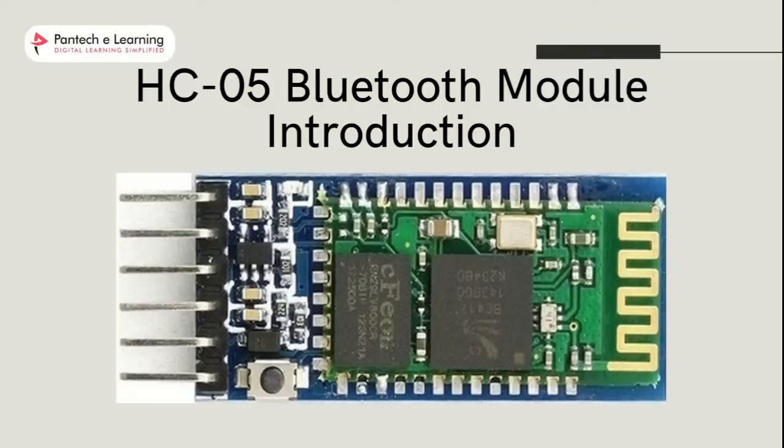The module normally operates with UART serial communication on the TX and RX pins at a 9600 baud rate. However, it can be programmed with AT commands and also supports some other baud rates, but by default we go with 9600 baud rate. It offers a two-way communication method, and the HC-05 can act as either slave or master.